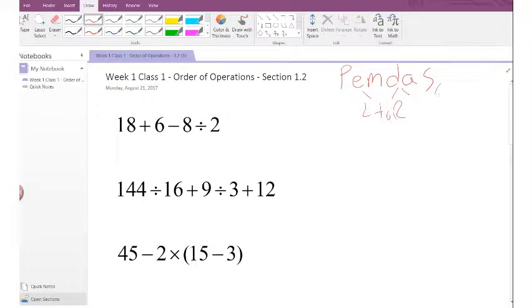Yes, addition and subtraction. How do we break the tie between addition and subtraction? Yes, left to right again. So we have to evaluate multiplication and division based on what comes first, working left to right. Same thing for addition and subtraction. We have to evaluate addition and subtraction left to right.